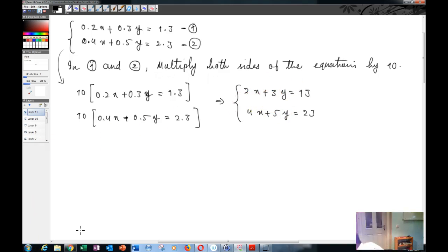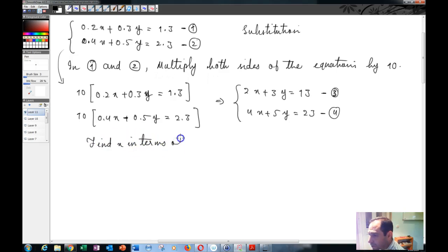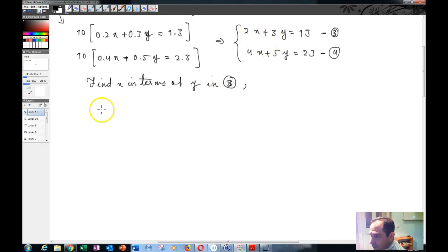Okay, so now I can basically call these two equations equation number 3 and number 4. And for example, since we are using the method of substitution, I can find, for example, x in terms of y in 3. So in 3, if you want to find x in terms of y, you can write this as 2x is equal to negative 3y plus 13, and then x is equal to negative 3y plus 13 divided by 2. That's basically x in terms of y in 3.